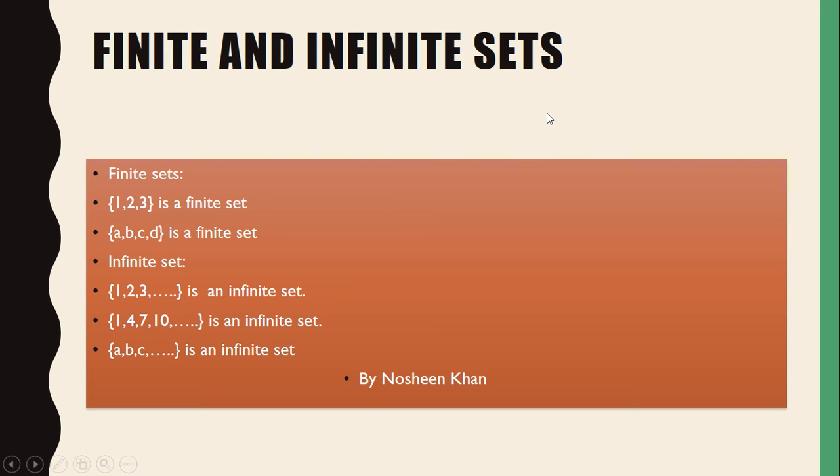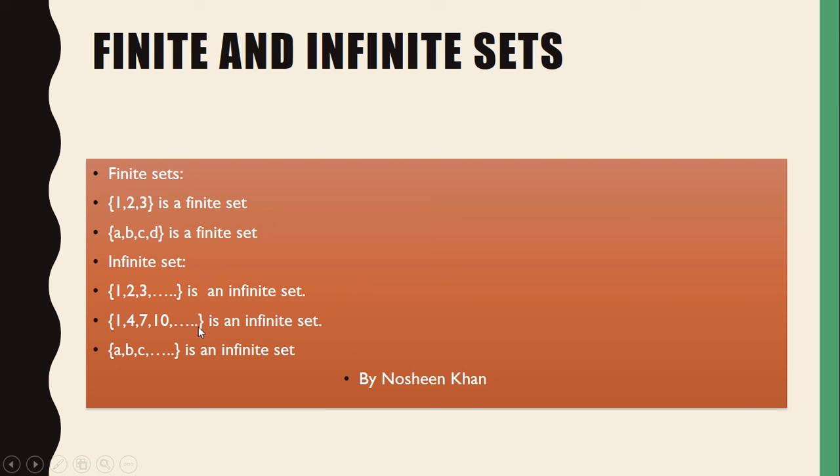Finite and infinite sets. Finite sets are the sets which we can count and which have limits. Here examples are {1, 2, 3} and {a, b, c, d}. And infinite sets are those sets which we can't count and which have no limits. For example, 1, 2, 3 and so on is an infinite set.